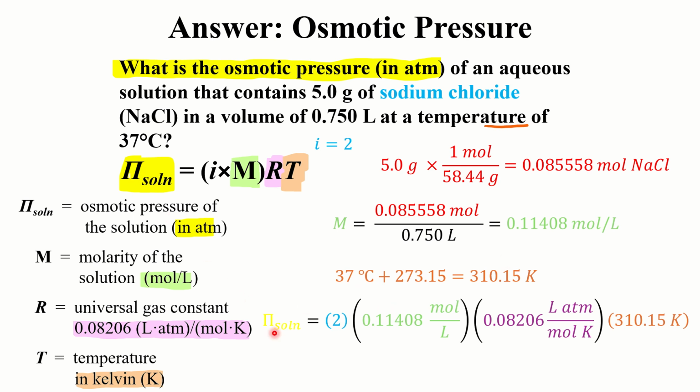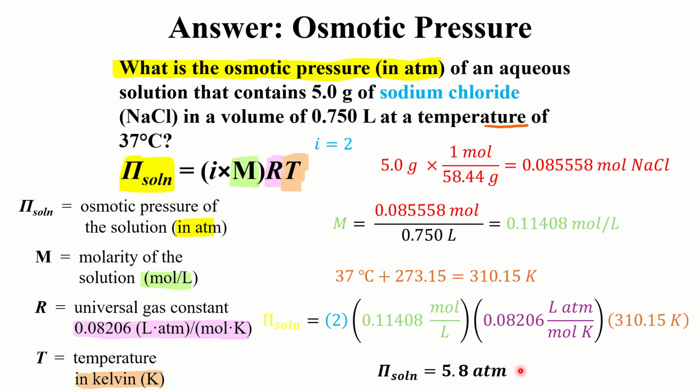The osmotic pressure of the solution equals the van 't Hoff factor, which we found to be 2, times the molarity, 0.11408 moles per liter. And I do recommend keeping the molarity in moles per liter instead of just writing M to make your units cancel properly. Ideal gas constant R, 0.08206 liter atmosphere over mole Kelvin, and temperature T, 310.15 Kelvin.